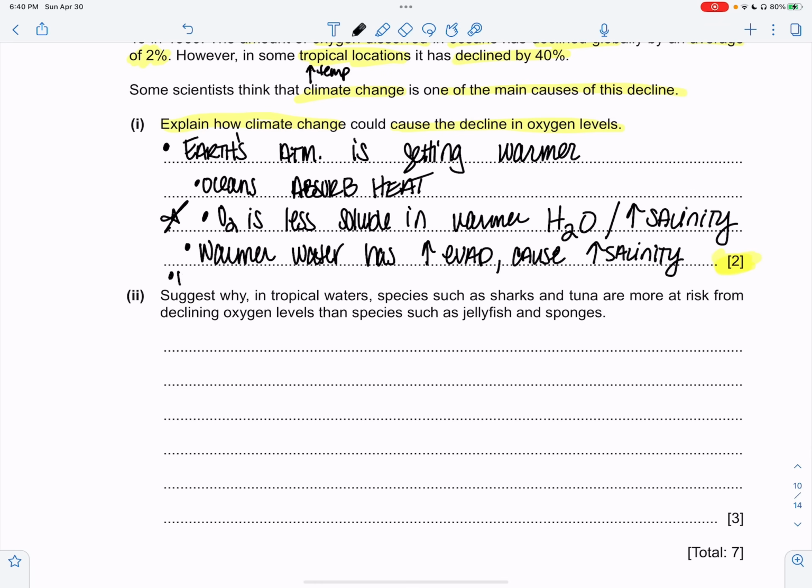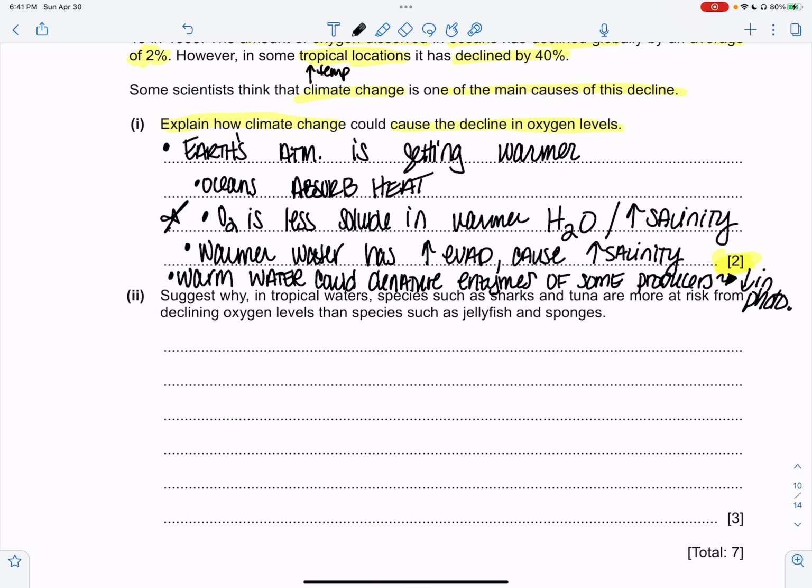And we could say warm water could denature enzymes of some producers. And then that would cause a decrease in photosynthesis. We're not going to write out photosynthesis in full.